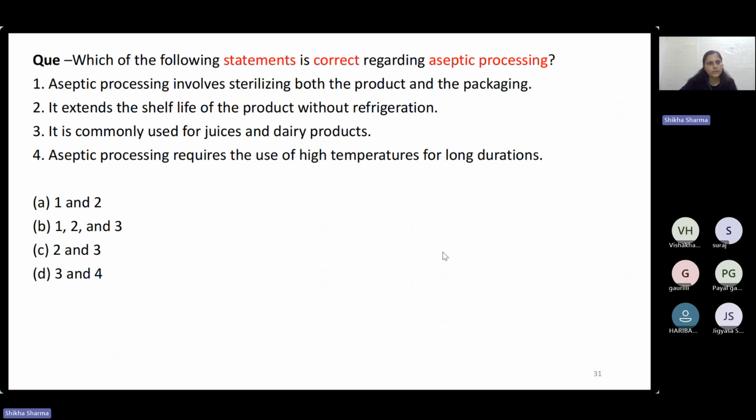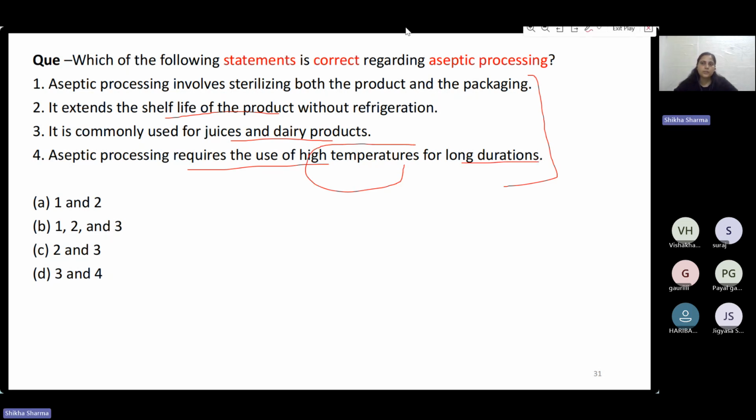Let's move to the next question, about aseptic processing. Which one of the following statements is correct regarding aseptic processing? Aseptic processing involves both packing and the product, and it extends shelf life of the product without refrigeration. Third, it is commonly used for juices and dairy products. Fourth, aseptic processing requires high temperature and for longer durations. We already discussed aseptic packaging processing, so I think it's very easy for everyone.